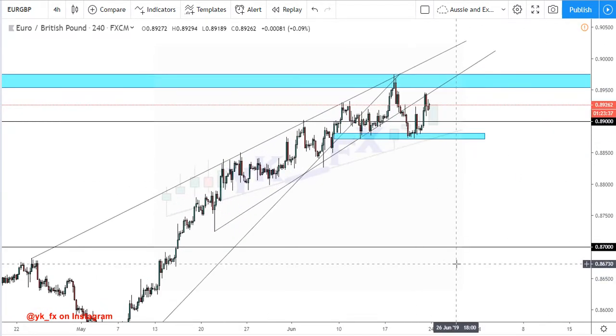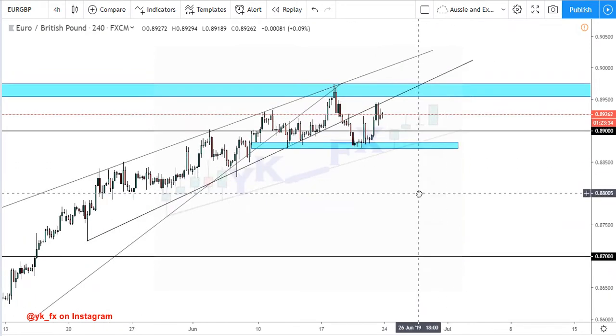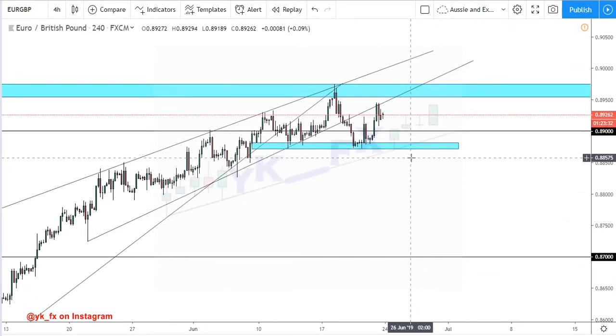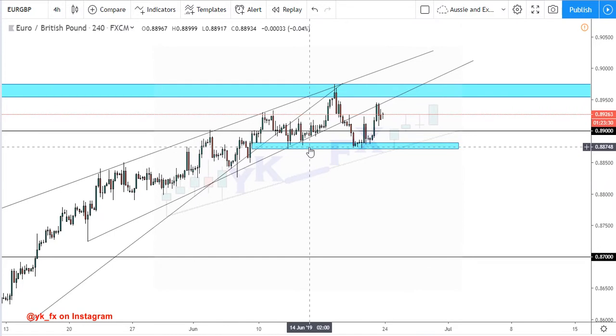Okay, so either way you've got a few hundred pips there, but this Euro GBP I'm looking for short trades. Okay, very simple. Break and retest of this blue region at 0.8875, I'll look for short trades. Okay, next pair USD CAD then.